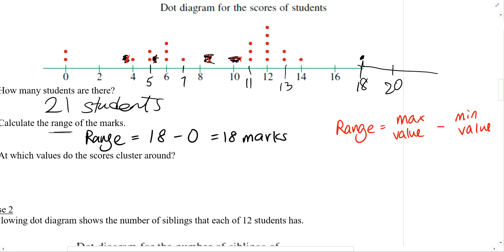Okay? Now, if I tell you that actually there's this class, class 2 Loyalty, for example, their range is 5. What does that tell you? Okay, so 2 Integrity, your range is 18. If I tell you that 2 Loyalty, the range is 5, what does that tell you?